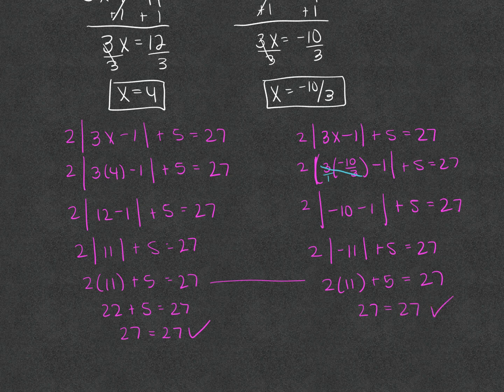Okay? So both of our answers worked. So we're going to keep both of these answers as our solution. This one and this one. Okay? If one of them didn't work, then we would cross out that solution and we would not include that as our answer.